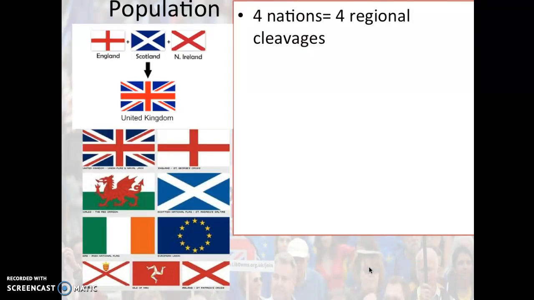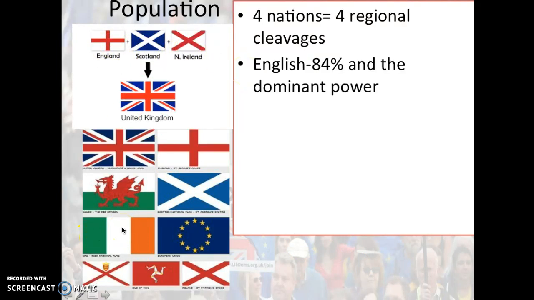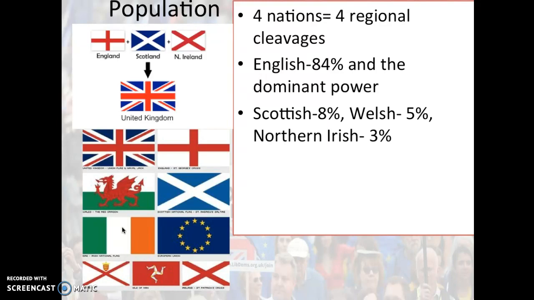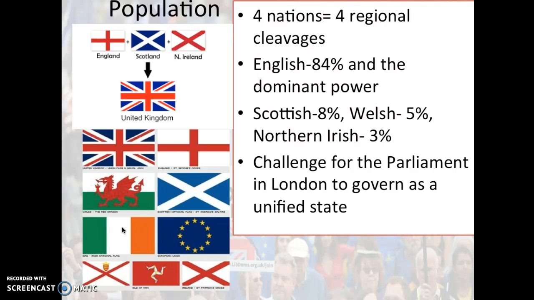Population. There are 4 nations. So remember, a nation of people have a common religion or common language, ethnicity, tradition, customs, things like that. So you have your 4 nations of the English people, the Scottish people, the Irish people, and the Welsh. But most of the people who live in Great Britain are English, and therefore England is pretty much the dominant power of the Parliament. Then you have about 8% Scottish, 5% Welsh, and 3% Northern Irish.